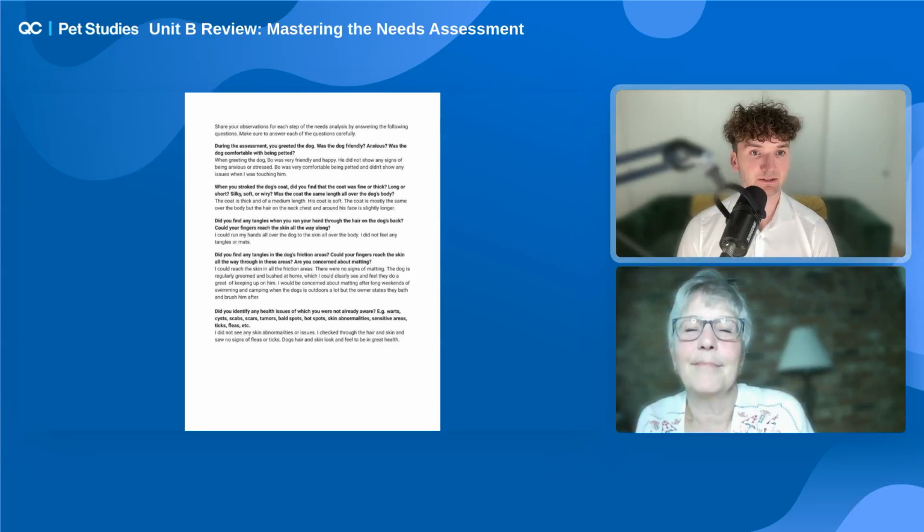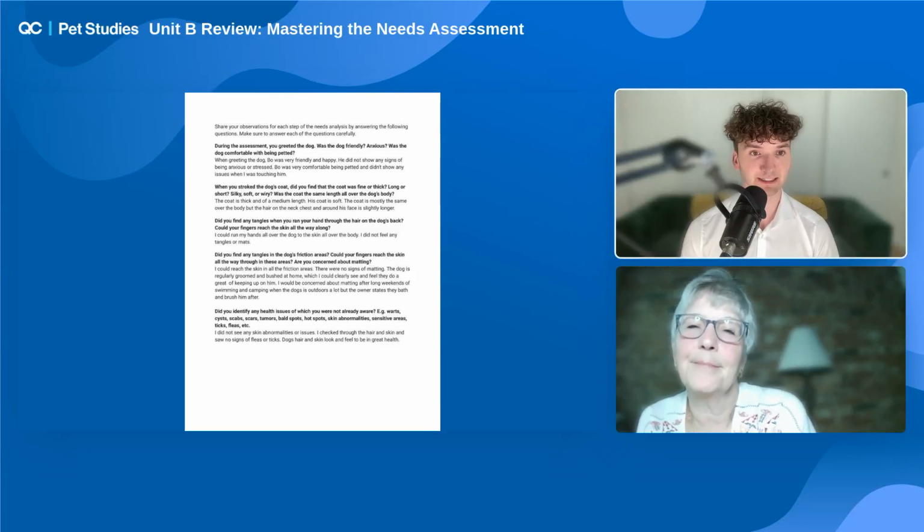Did you find any tangles in the dog's friction areas? Could your finger reach the skin all the way through in these areas? Are you concerned about matting? Answer: I could reach the skin in the friction areas. There were no signs of matting. The dog is regularly groomed and brushed at home, which I could clearly see and feel. They do a great job of keeping up on him. I would be concerned about matting after long weekends of swimming and camping when a dog is outdoors a lot, but the owner states they bathe and brush him after.